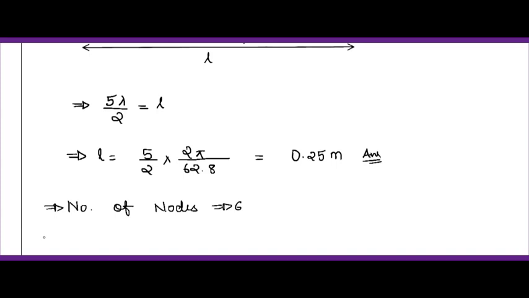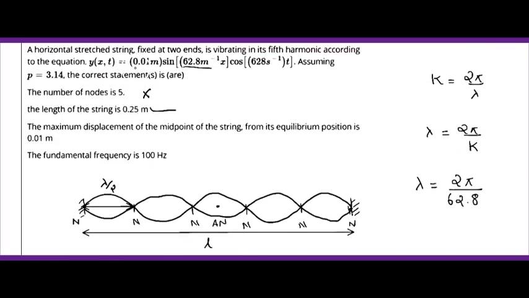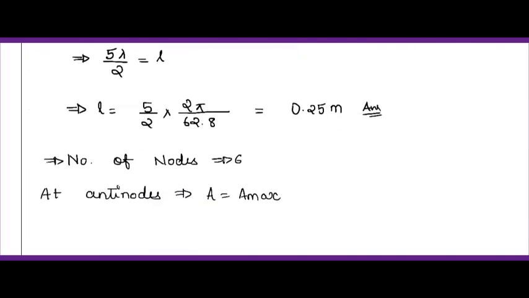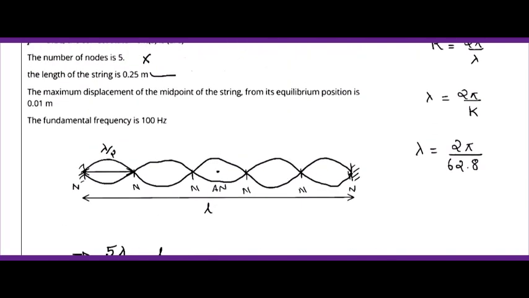We write at antinodes, A will be A max. That is what? In this case, our equation has maximum amplitude what? 0.01. So A max will be 0.01 meters at the midpoint of string, which is true. So our third option will also be true.